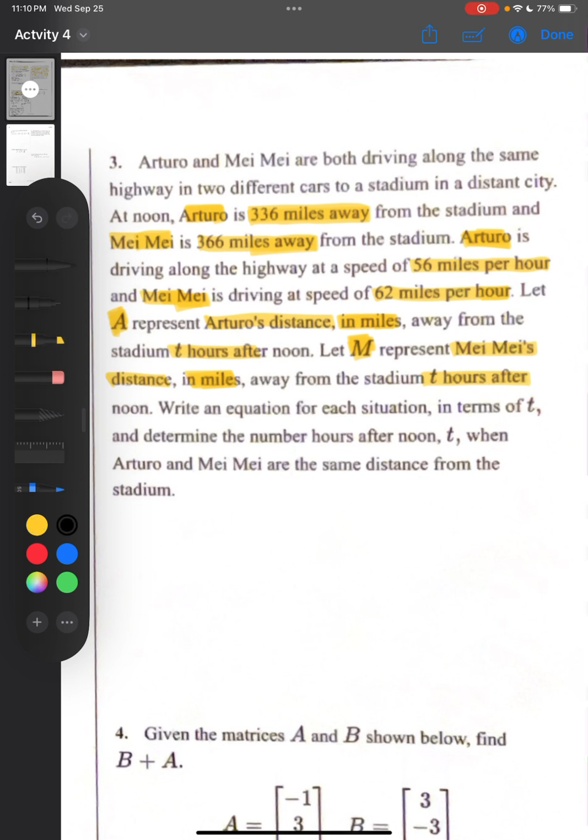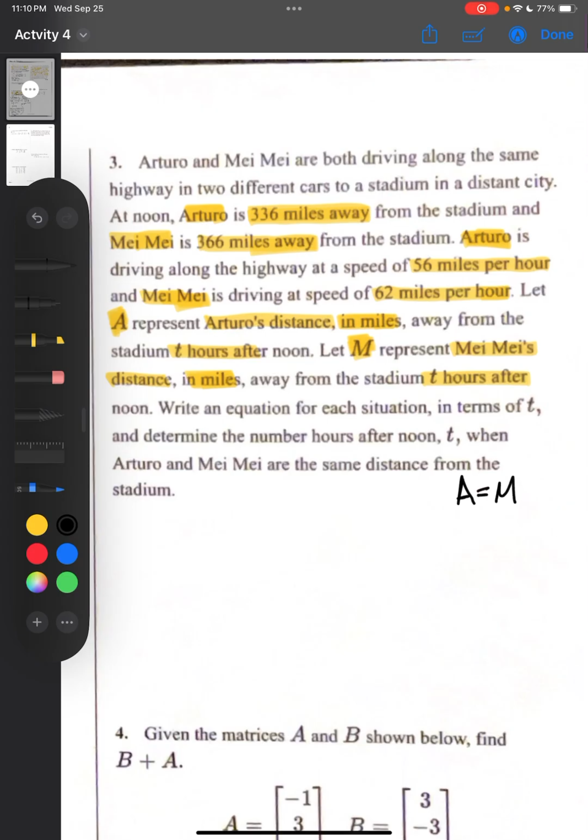That's our variable. Now, when setting this up, our question is wanting us to write an equation for each situation in terms of T and determine the number of hours afternoon, T, when Arturo and Maymay are the same distance from the stadium. So we can see that A is the distance from the stadium. M is also the distance from the stadium. So they want A equals M.